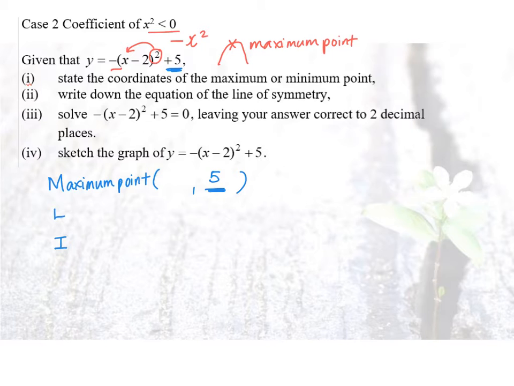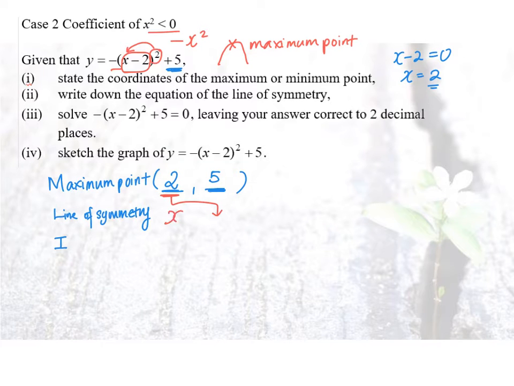And how do we find the x value? This happens when x minus 2 equals 0. So if x minus 2 equals 0, x will be equal to 2. Then from here, we will be able to find the equation of our line of symmetry. The line of symmetry for a quadratic graph always cuts the x-axis. So we must have x equals, in this case, we are going to use the x coordinate, so the number is 2. So it will be x equals 2.